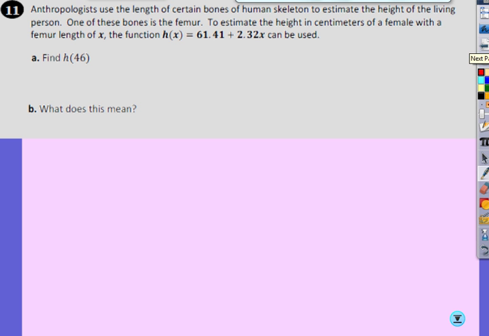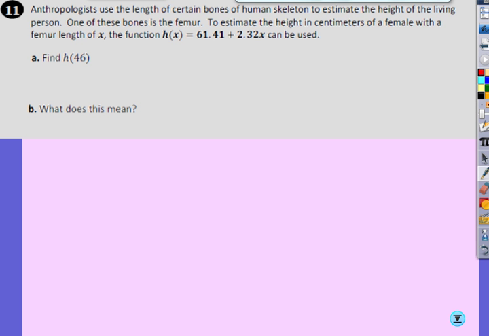Sometimes you will be given a function in a word problem, like number 11, which states, anthropologists use the length of certain bones of the human skeleton to estimate the height of a living person. One of these bones is the femur. To estimate the height in centimeters of a female with a femur length of x, the function h of x equals 61.41 plus 2.32x can be used. You would use this function to plug in the value given to you to solve.